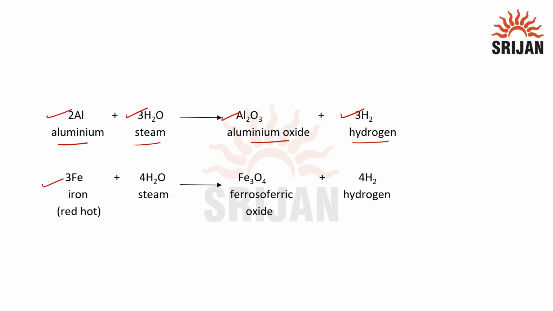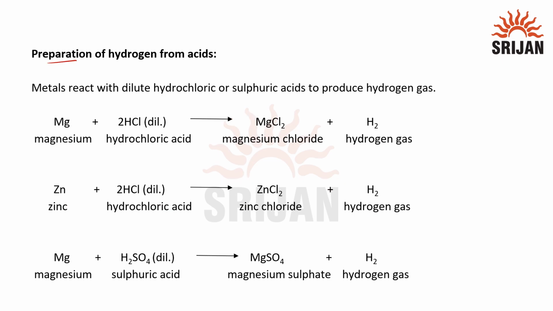Next is 3Fe plus 4H2O gives Fe3O4 plus 4H2. That is, red hot iron on reaction with steam gives ferrosoferric oxide and hydrogen gas. Next we have preparation of hydrogen from acids. Metals react with dilute hydrochloric or sulfuric acids to produce hydrogen gas. Here we have some examples.